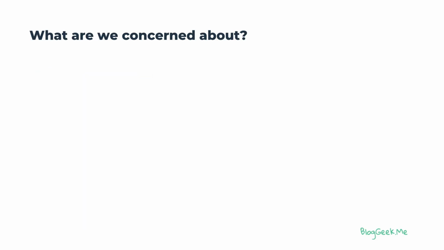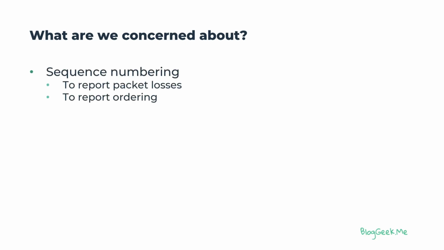What are we concerned about? What is RTP here to solve? When we use RTP, we send it over UDP networks, almost always, which means that the networks are unreliable. Packets can get lost, they can get reordered. It takes time to receive the packets, and we don't have the timing exactly, which means that we have jitter. So the first thing that we have in RTP is sequence numbering. Sequence numbering is used to be able to report packet losses, to report ordering, and to be able to reorder the packets back on the receiver end.